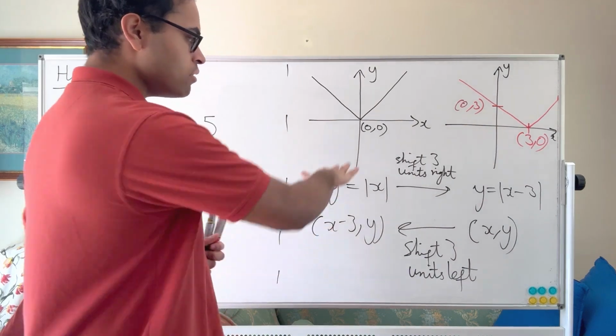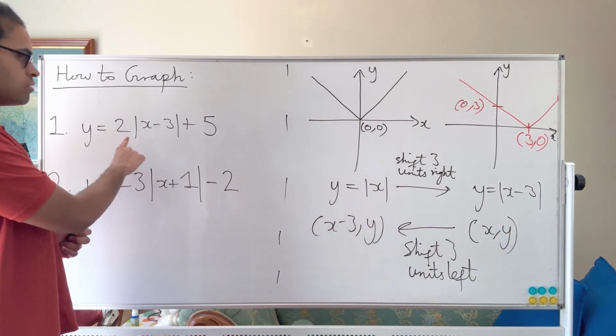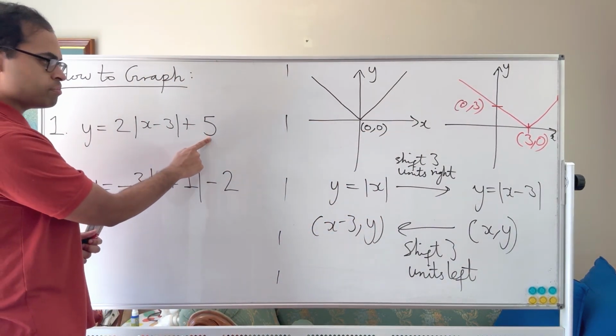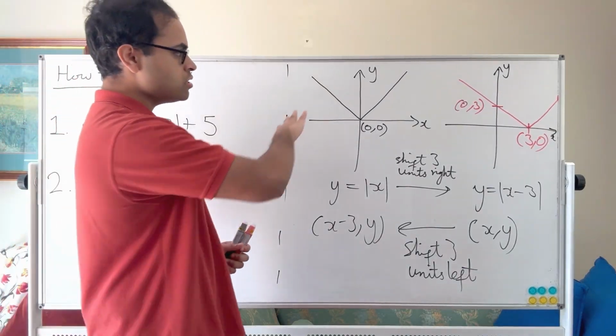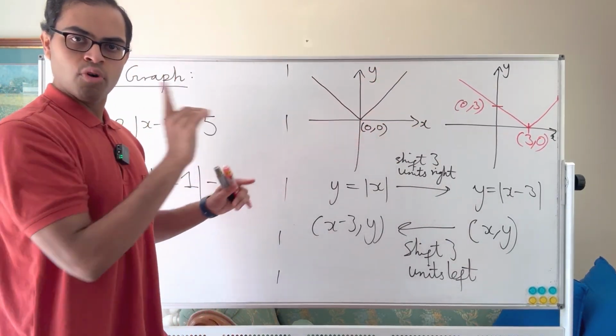Okay, so now that we've gotten this far, the next step is, what do we do with the 2 times and what do we do with the +5? Okay, so I'm just going to nicely keep everything neat on the board and show you that.